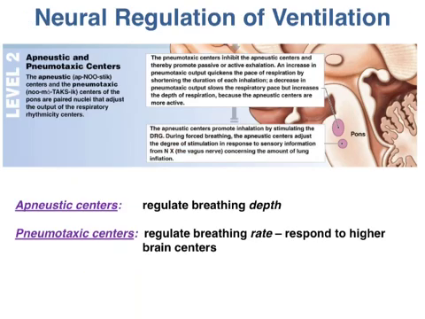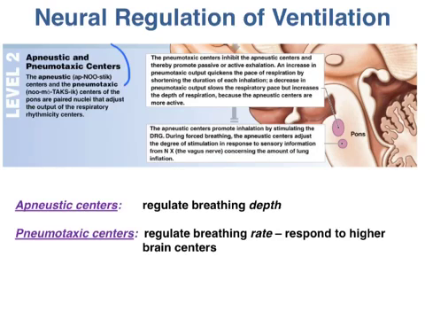Okay, back to the brain. And now we're at a second level of control. So we've talked about the DRG and the VRG, but now what controls the DRG and VRG? In the pons of the brain, you have two groups of neurons. You have the apneustic and pneumotaxic centers. And these are what control the DRG and VRG groups.